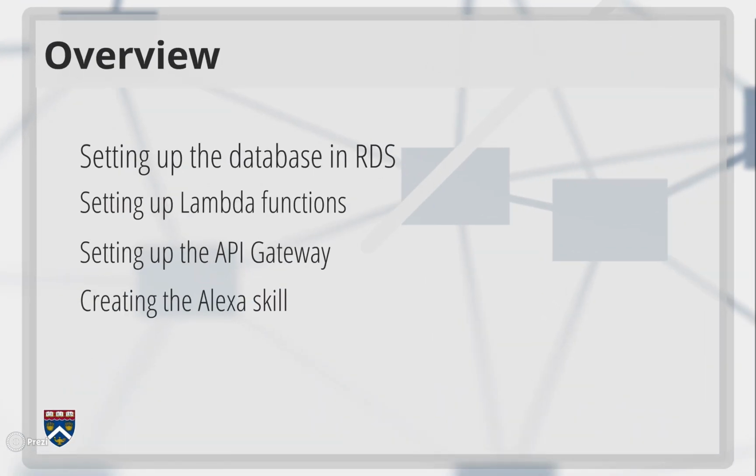Okay, so the overview can be seen in these 4 points. Setting up the database in RDS, setting up Lambda functions, setting up the API gateway, and creating the Alexa skill. Along with these 4 broad topics, I will also be showing you a small demo of the implemented Alexa skill.